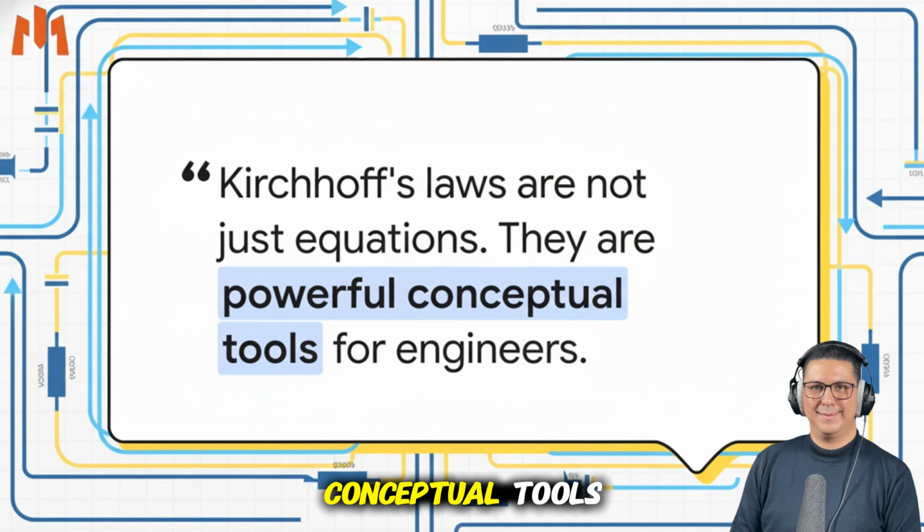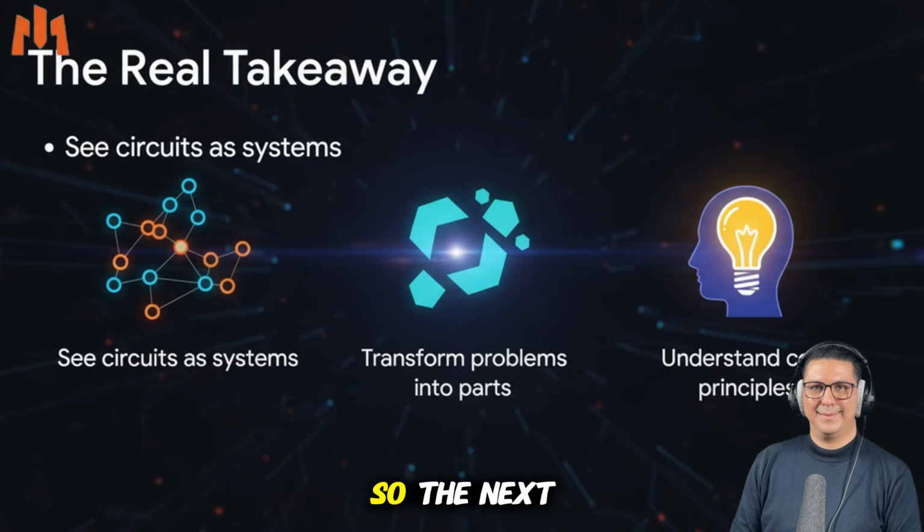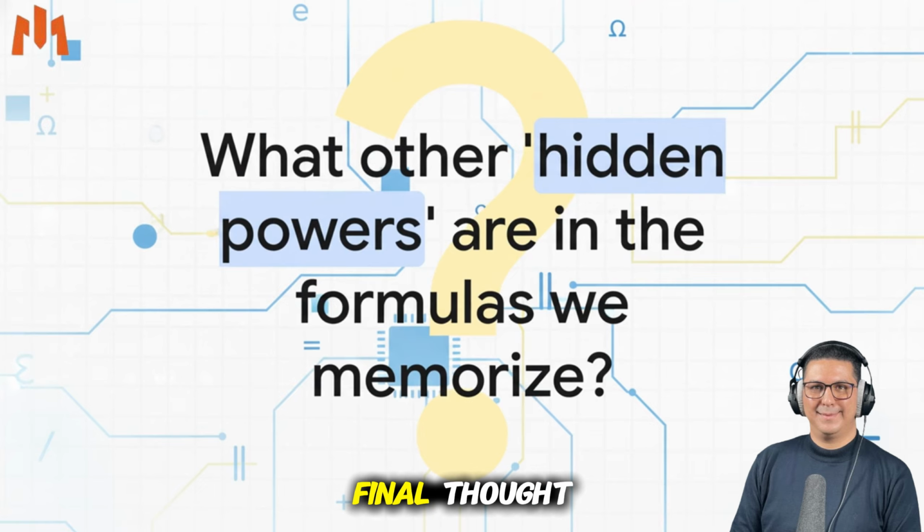These laws are conceptual tools. They give you a framework for understanding how energy and charge flow and interact inside a system, which is the foundation of all electronics. So the next time you see a circuit, don't just see wires and resistors. See it as a complete system of flowing energy and charge. Use these laws to break down that big, scary problem into small, manageable pieces. This is the core skill that allows you to understand how everything from your phone to a power grid really works. And that leaves us with a final thought.